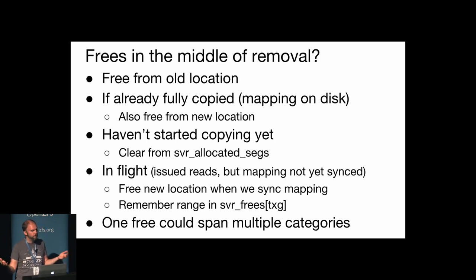If we haven't started copying it yet, then we don't have a new location for it, but we want to make sure that we don't copy it. Remember, I loaded the space map into this SVR alloc segs range tree, so I might need to remove it from there. I might not. It might be that I'm in the middle of copying this metaslab and I'm freeing something from over here, which is not relevant to the SVR alloc segs. In that case, fine, we ignore it. But it might be in that SVR alloc segs, which is telling us what we are going to be working on copying. We haven't started copying it yet, but we've figured out what we want to copy from this metaslab, so we need to remove it from there.